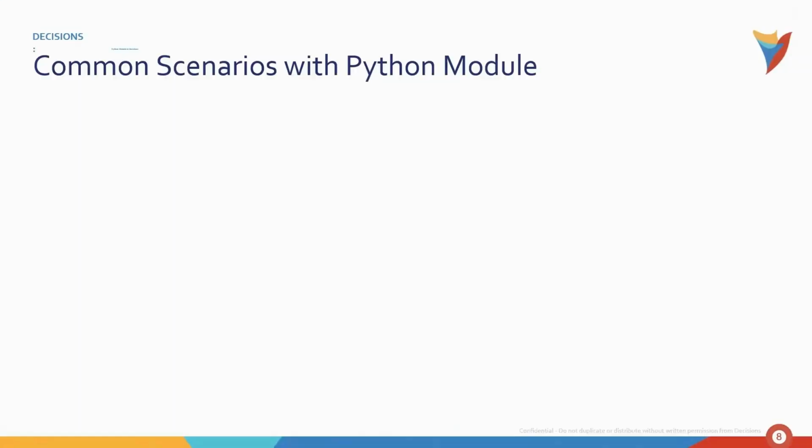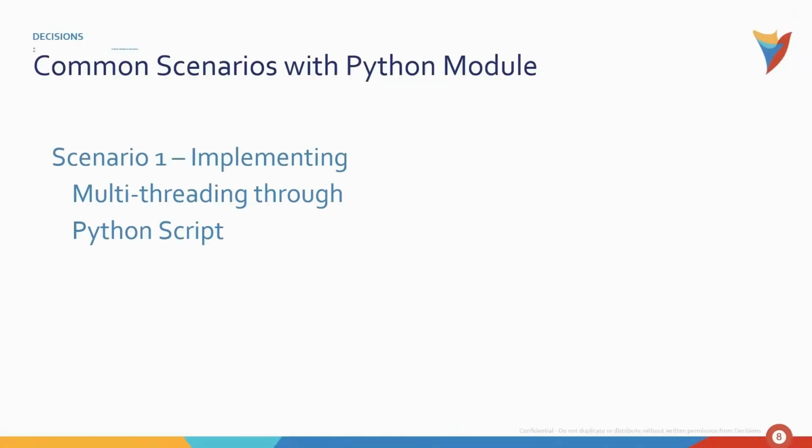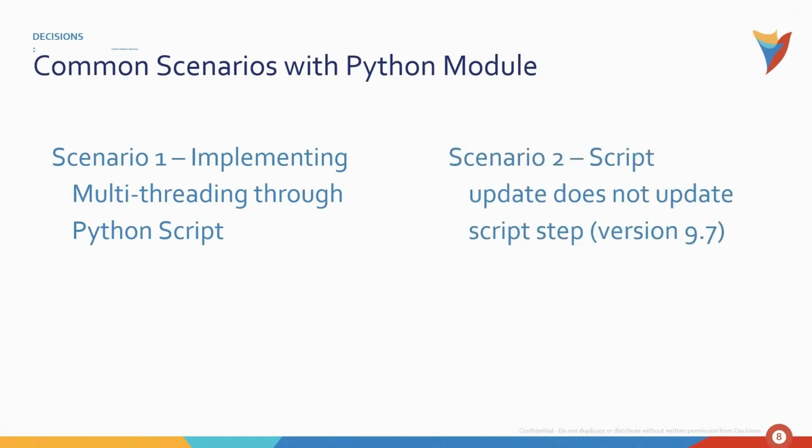Now let's look at a few common scenarios. Scenario 1: if your Python script implements multithreading, it is always recommended not to use it in a Run Flows for List step in Decisions, as this step already utilizes the concept of multithreading. Scenario 2: if a script update does not reflect in the script step, especially in version 9.7, the solution is to delete the existing step and add it again.